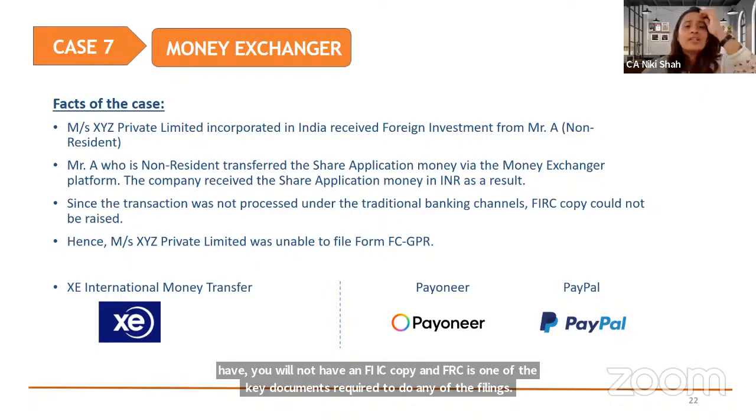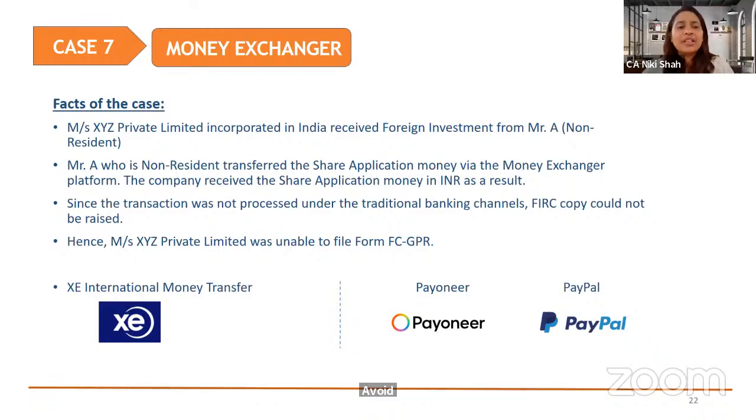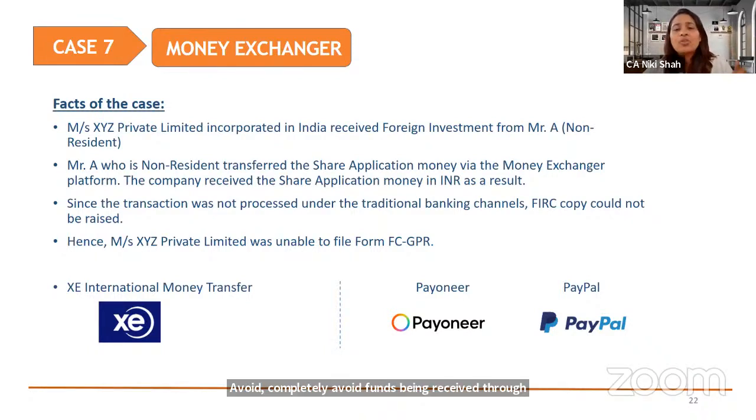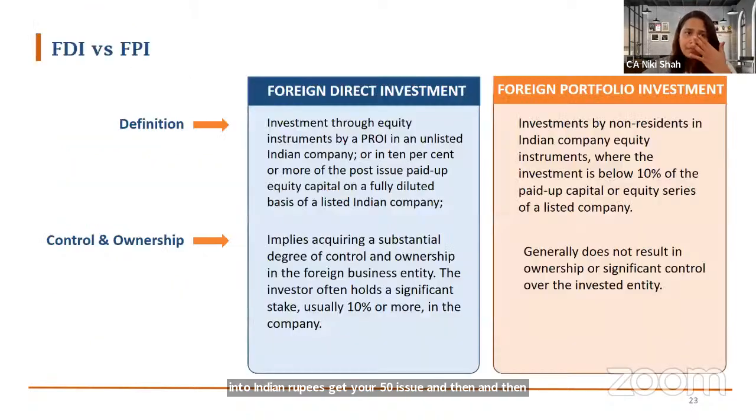Hence, completely avoid funds being received through this kind of exchanges. Payoneer and PayPal are platforms which are allowed because they transfer the funds into the Indian bank account in foreign currency, not in Indian rupees, which is why the Indian bank can issue your FIRC. I would suggest the best is to transfer the funds via a normal banking channel and get the funds in India in foreign currency, not in Indian rupees. Get your FIRC issued and only then will you be able to get the compliances in place.